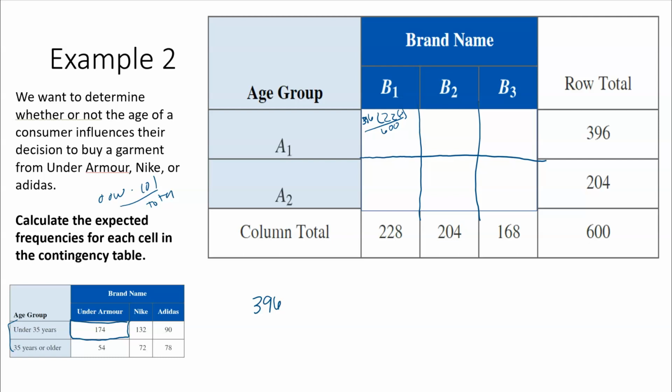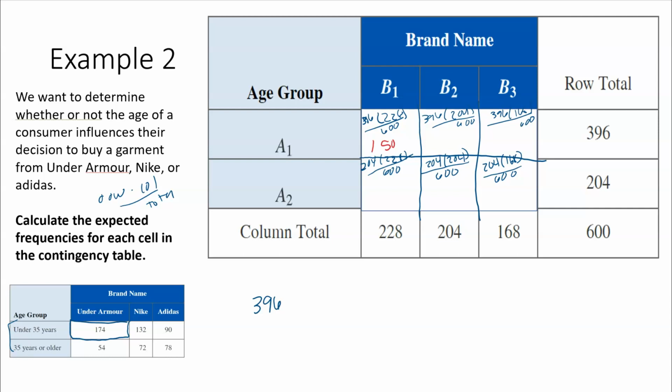Excuse me, I think I said 398 a lot. It's 396, 228, and 600. This would be 396, 204, 600. This would be 396, 168 divided by 600. This would be 204 times 228 divided by 600. This would be 204 times 204 divided by 600, and this would be 204 times 168 divided by 600. Go ahead and pause this and do all those calculations. I'm going to just put them up here so we can see them.